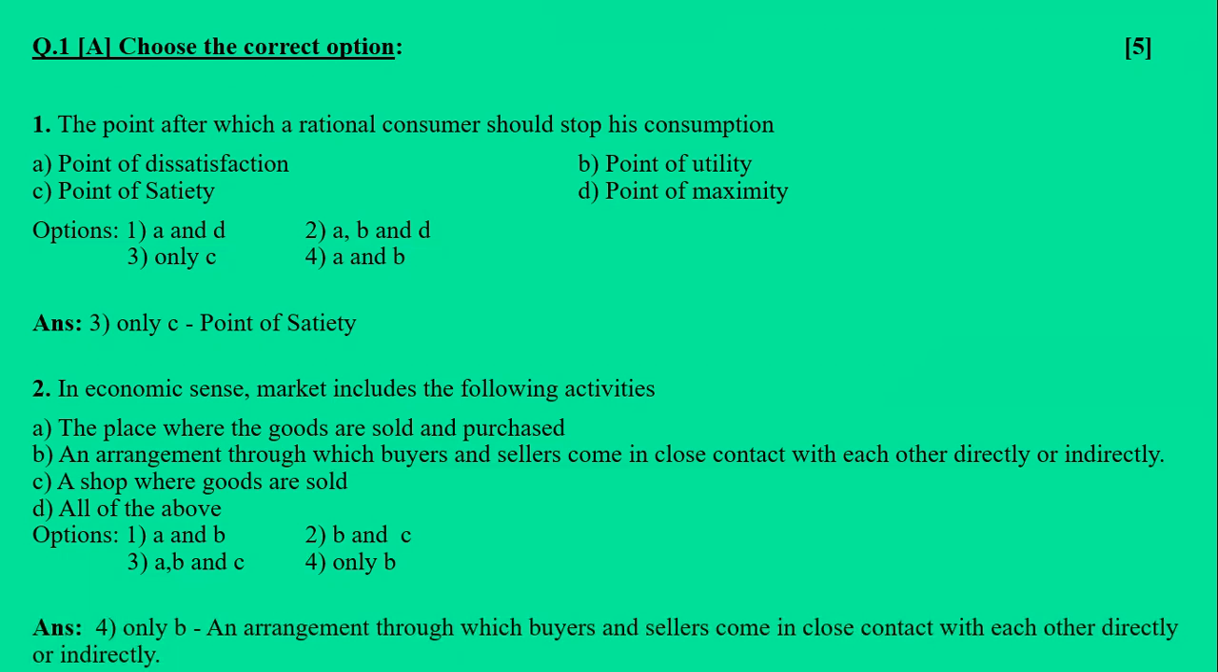Now the perfect answer. Answer 4, only B, an arrangement through which buyers and sellers come in close contact with each other directly or indirectly.